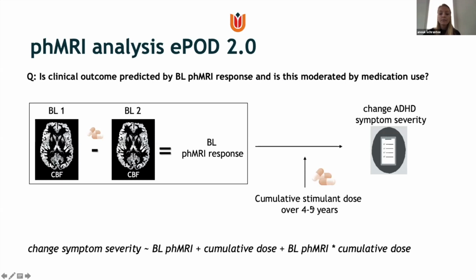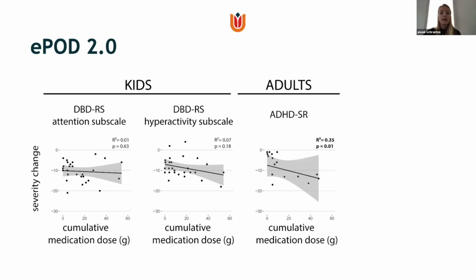As an outcome, we used the change in ADHD symptoms from baseline, when subjects were completely medication naive, to follow-up 4 to 5 years later. First of all, it's interesting to note that in children, there does not appear to be a strong effect of the cumulative medication dose in itself on the change in ADHD symptoms from baseline, whereas this effect does seem to be present to some extent in the adults.